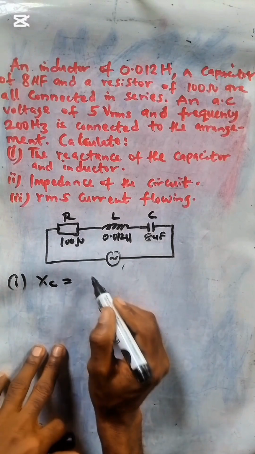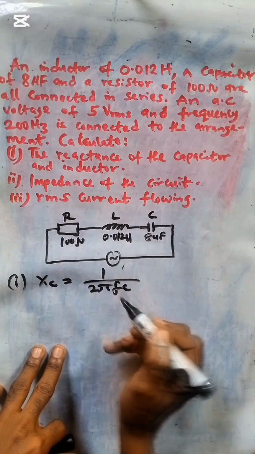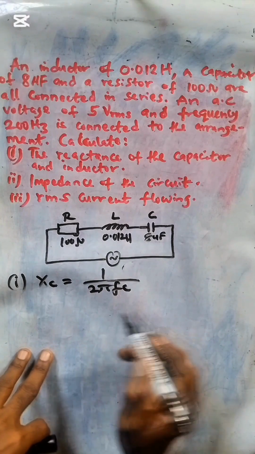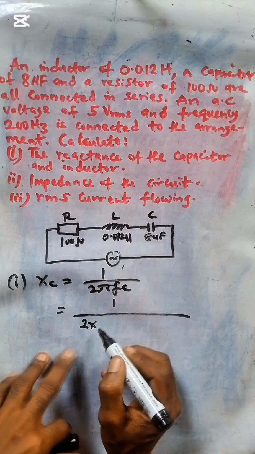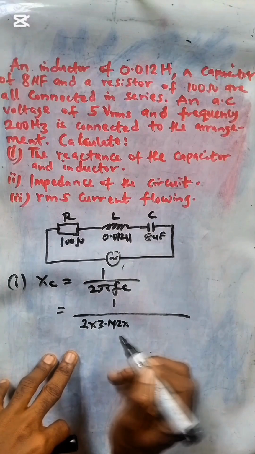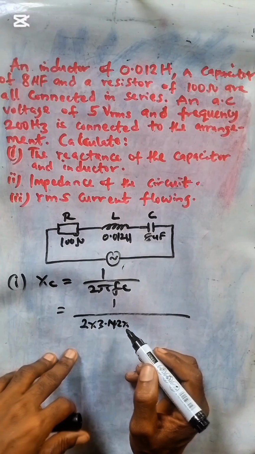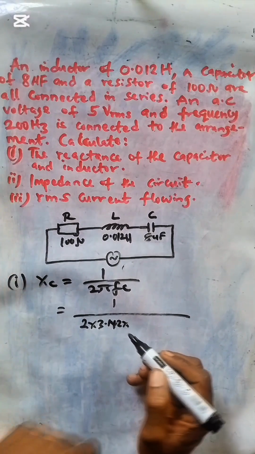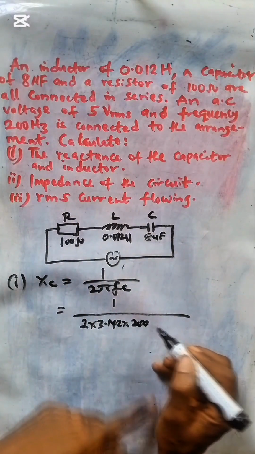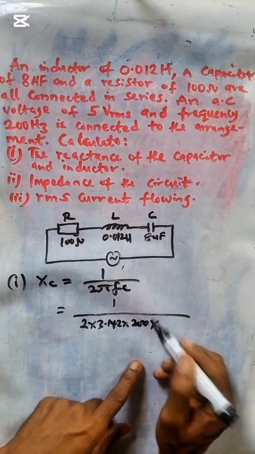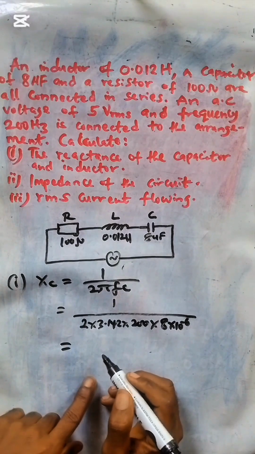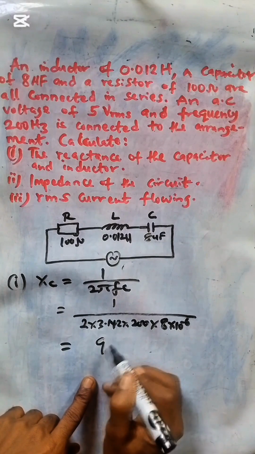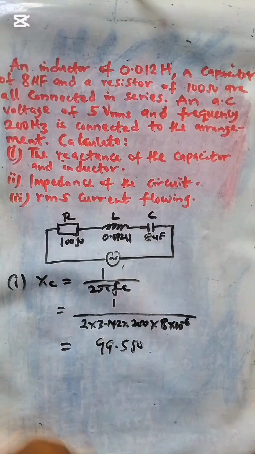XC is equal to 1 all over 2 pi FC. So this will give us 1 all over 2 multiplied by 3.142 multiplied by our frequency, which is 200 Hz, multiplied by our capacitance, 8 microfarad, multiplied by 10 raised to the minus 6. When we press our calculator, we are going to have 99.5 ohms. That is our capacitive reactance.